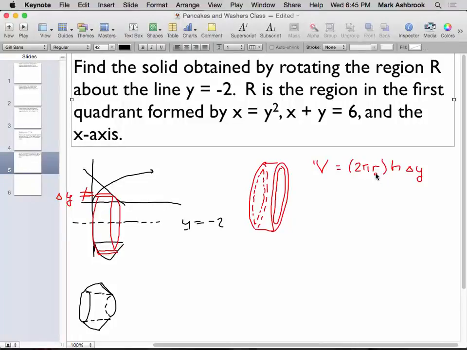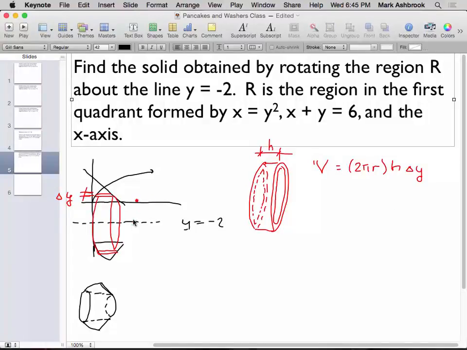Okay, so we just need to figure out the radius of our shell and the height of our shell. So height now is horizontal, right? The height of our shell, this is the height. And then the radius is up and down. If we have the radius and the height, then we got it. That'll be the volume of this shell.